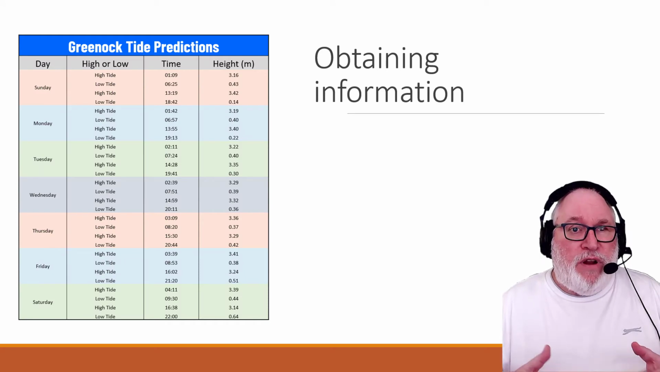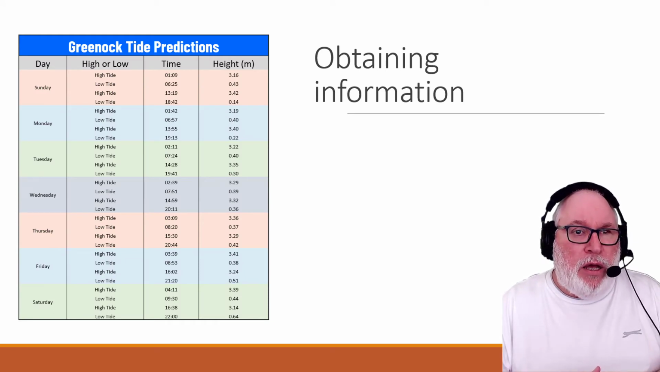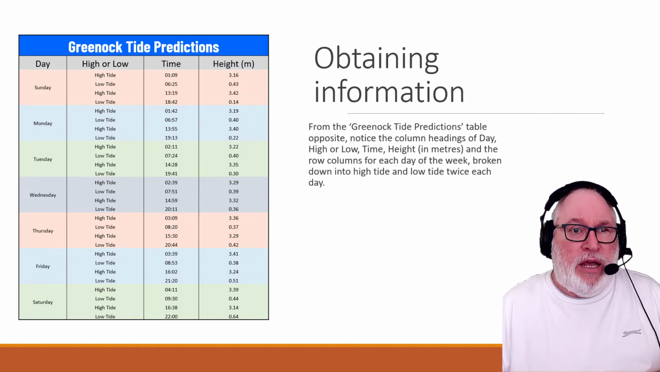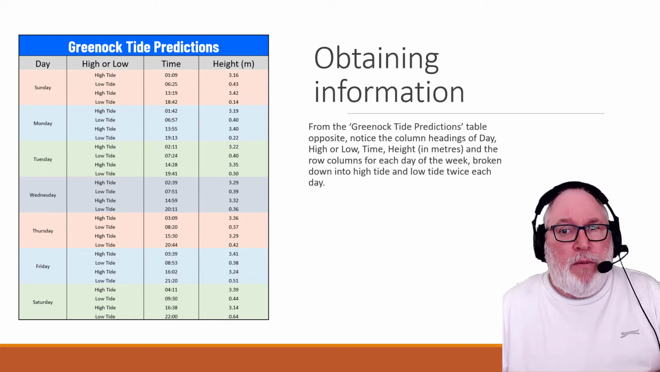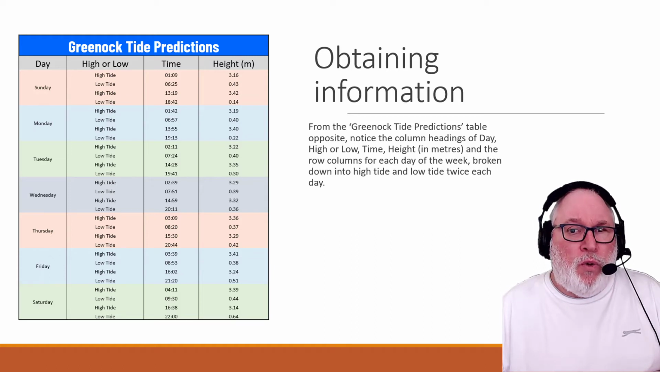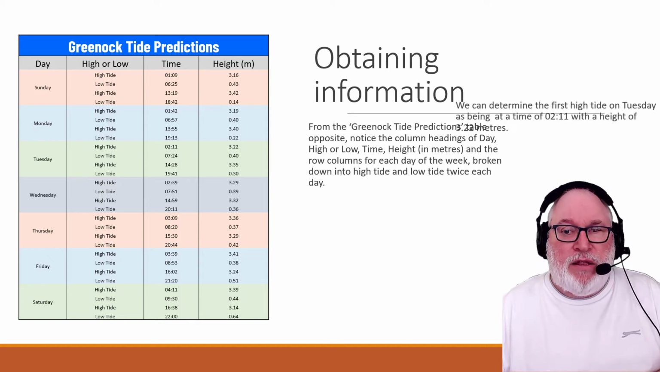We've got one for Greenock tide predictions, where if we look at this, we've got a column that tells us the day, and then we've another column for high or low. We've got a column for time, and we've got a column there for the height in metres. Notice the M there. Each of these are broken up into rows, which will be days of the week. And it's broken down then into the high tide and low tide, twice a day for each of low tide and high tide for each day. Sunday, Monday, Tuesday, Wednesday, Thursday, Friday, and Saturday.